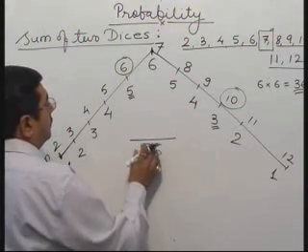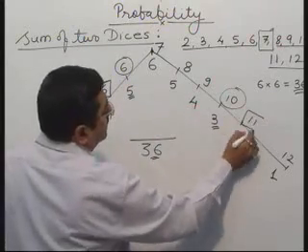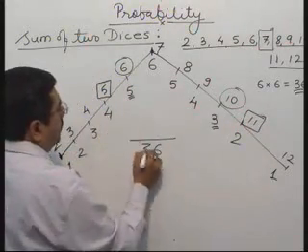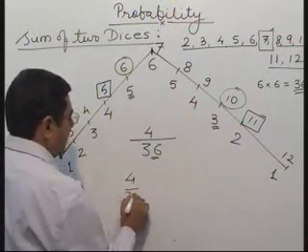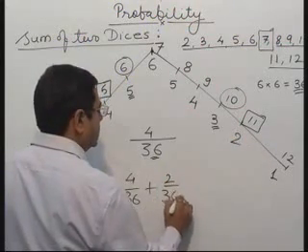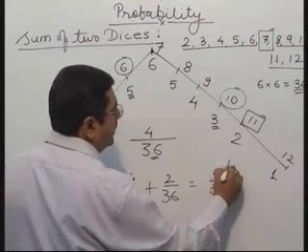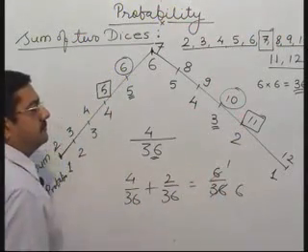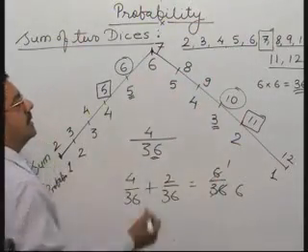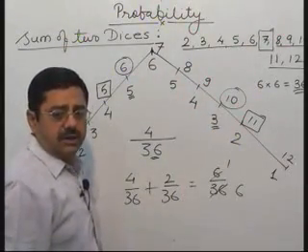What is the probability of getting sum 5 or 11? So simple: 4 by 36 plus 2 by 36. This is your answer: 6 by 36. Simplify. So memorize this triangle, sum of 2 dice, very easy to memorize, most important.